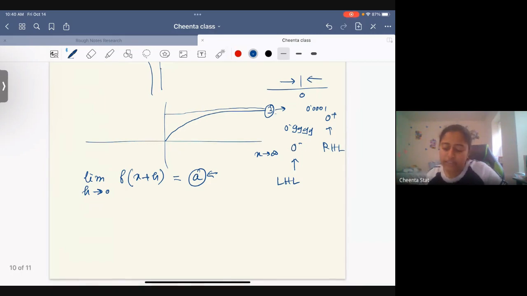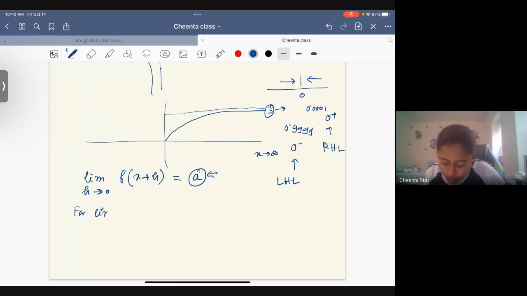So you need to know whether the limit exists or not. There are some functions for which the limit does not exist. We have already seen a few examples where the limit does not exist in the last part of our lecture. We will come to that point.